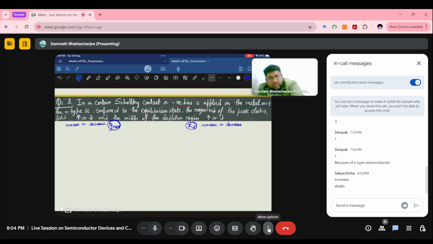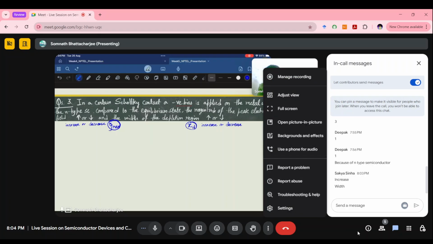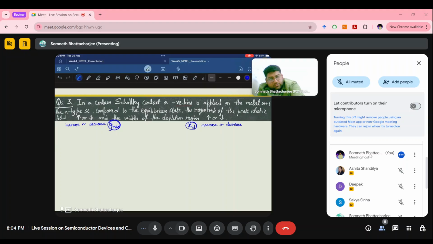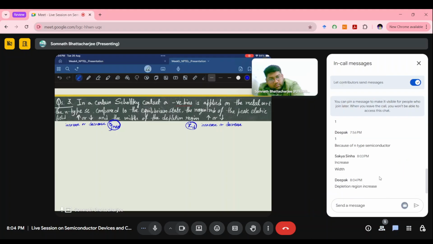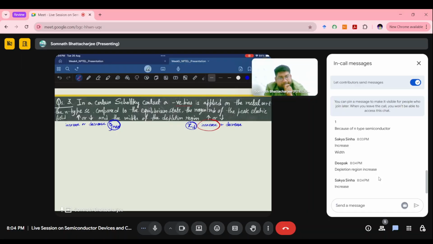What's happening here with that? Yes, yes, that's correct. The depletion region would increase. This is a correct one. What would happen with the peak electric field?